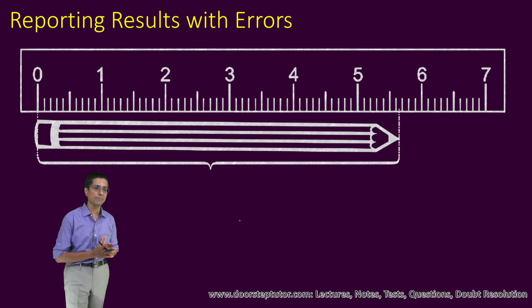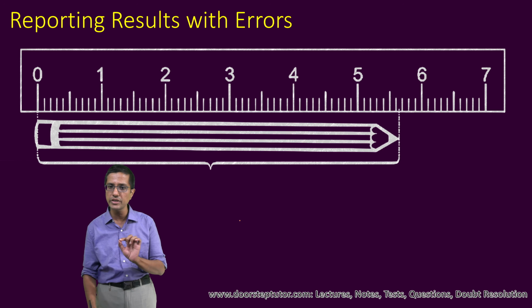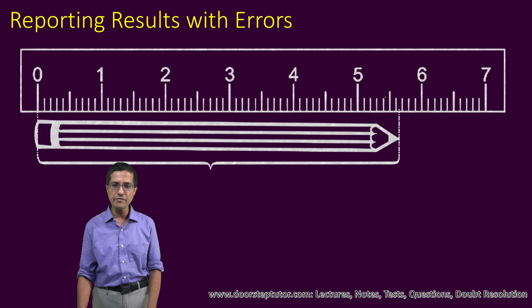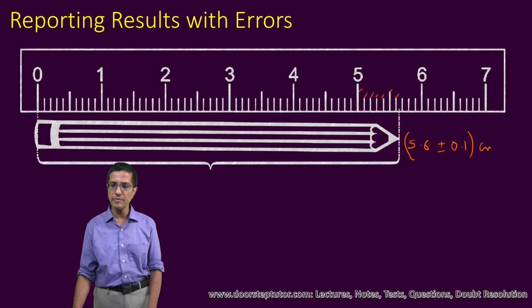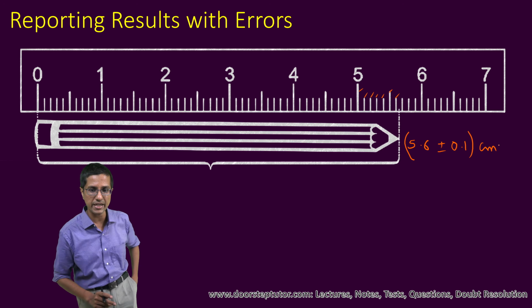Again, we take an example. Here we are measuring the pencil using this ruler. What we do is that we read. So we read 5, and then we read the number of gradations in millimeters. So it's 1, 2, 3, 4, 5, 6. So this becomes 5.6, and again plus minus 0.1, and this entire thing is in centimeter. So we write centimeter in the bracket.